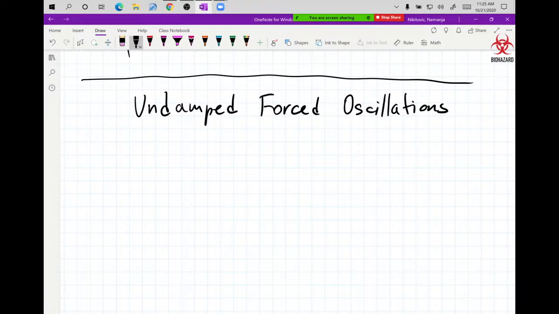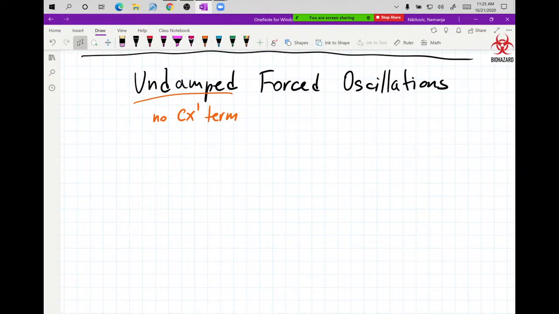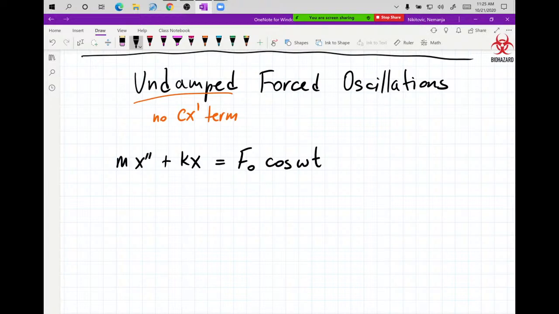And this word here means no C, no Cx prime term. How about that? So the equation that we are focusing on is going to be this one, right? Without the C term. And then you can pick either one, either sine or a cosine. It doesn't really matter. We generally go with the cosine, but you can pick the sine as well.